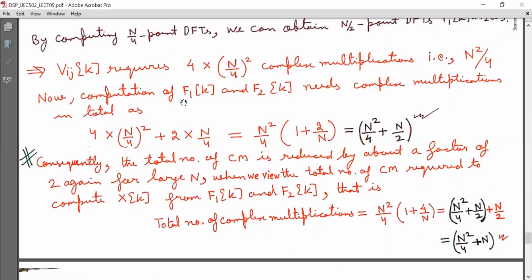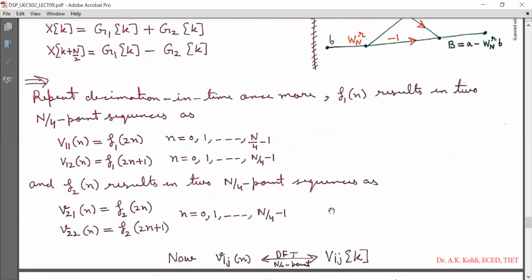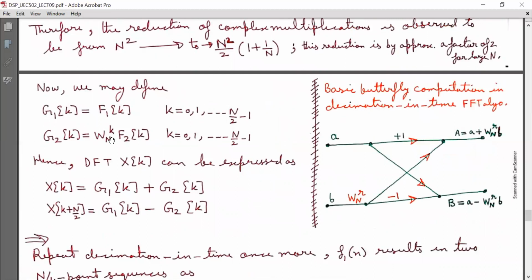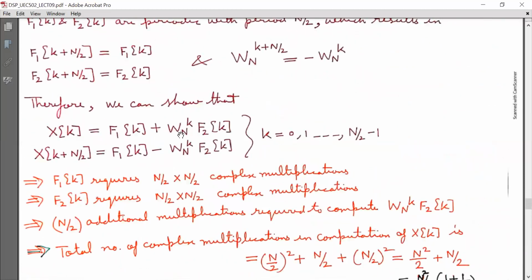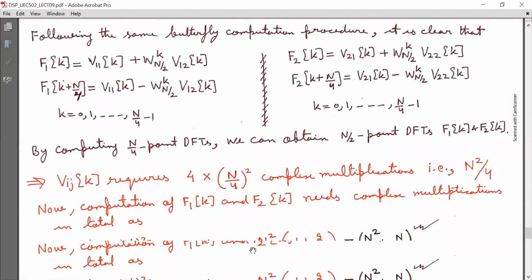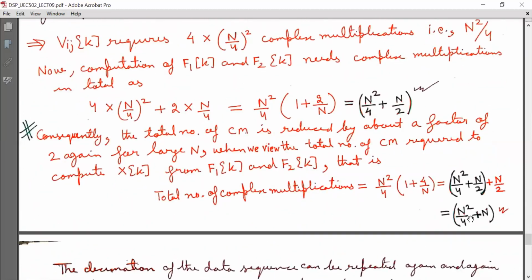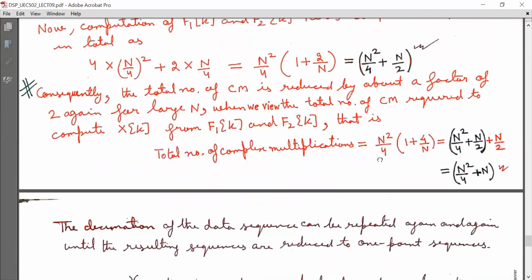Here F1k and F2k require how many complex multiplications? N square by 4 plus n by 2. This n by 2 comes into picture because of this multiplication. Here W raised to the power k is going to multiply by F2k. So n by 2 additional multiplications are required. So totally n square by 4 plus n. For large n, it is n square by 4.